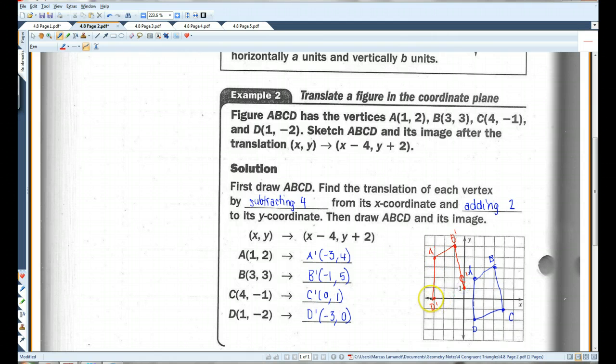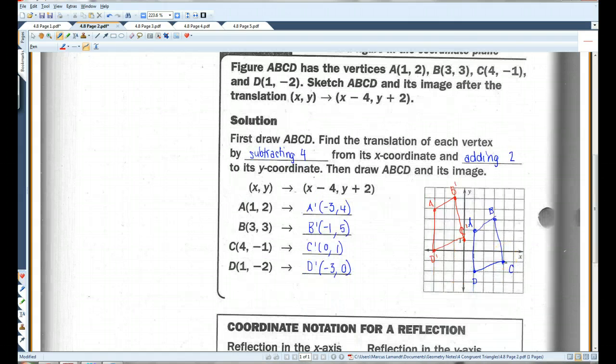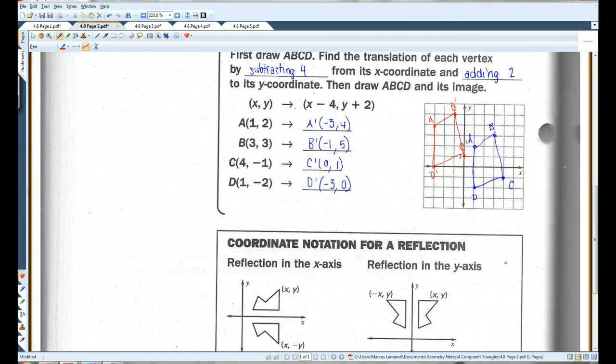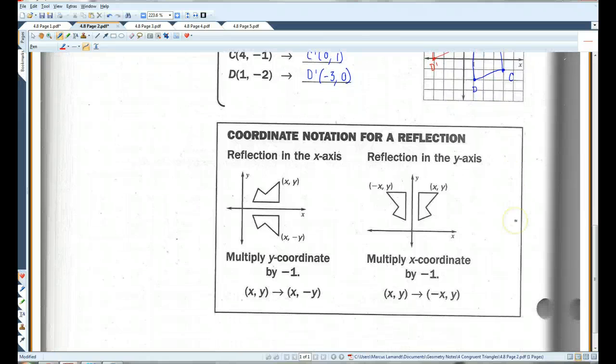And if you do this right, you should get 2 congruent figures. Okay? Coordinate notation for reflection. Reflection in the x-axis, basically, you multiply the y-coordinate by negative 1. Reflection in the y-axis, multiply the x-coordinate by negative 1.